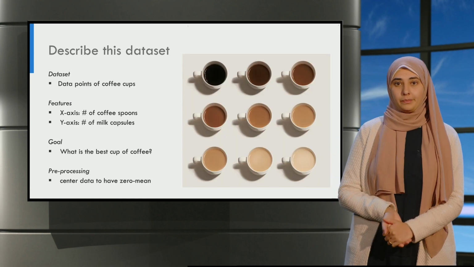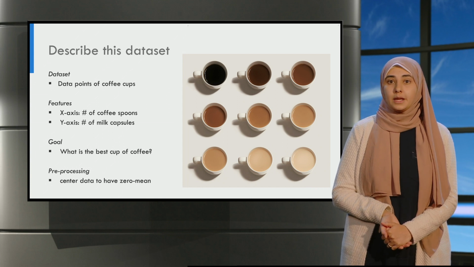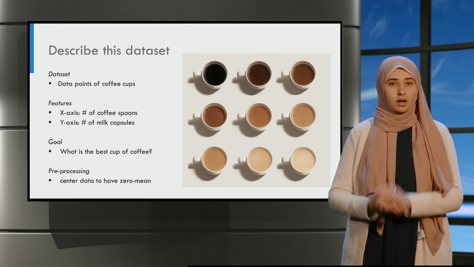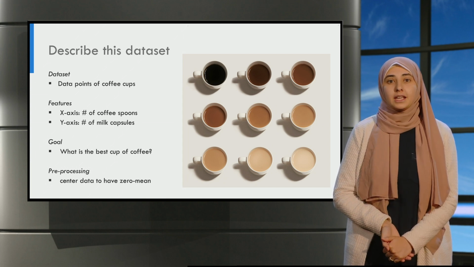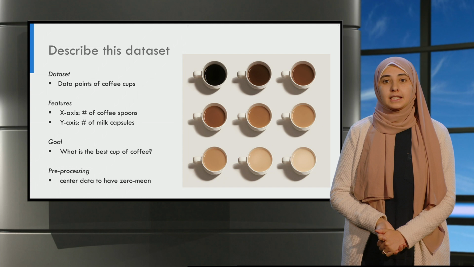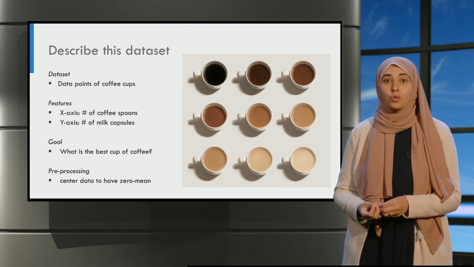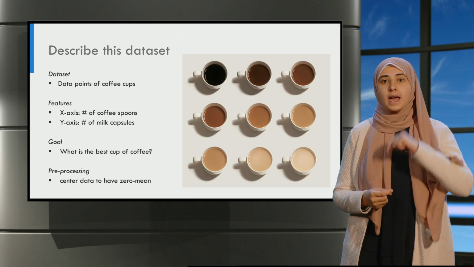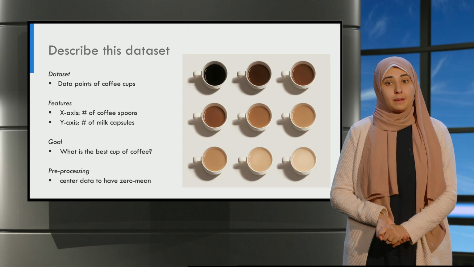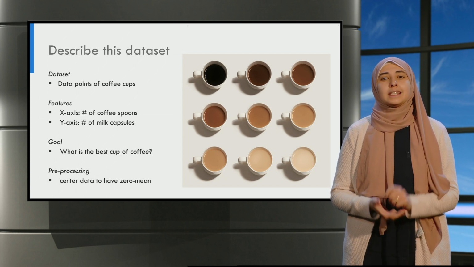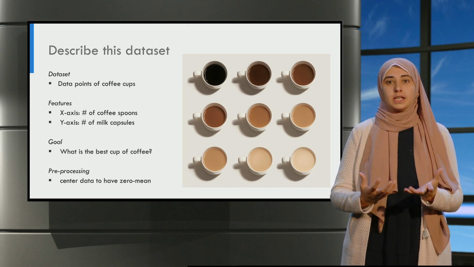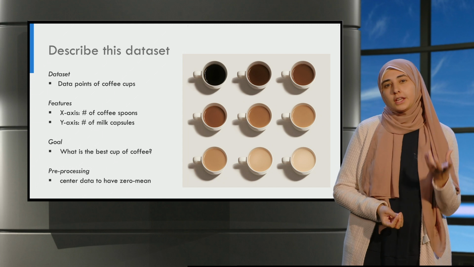Let's take this example. We are researchers in an R&D department of a coffee company. We want to know what is the best recipe for a cup of coffee. Our dataset is only measuring two features for each cup of coffee studied. On the x-axis, we have the number of coffee spoons per cup. On the y-axis, we have the number of milk capsules used. One pre-processing step is done on the data points, which is centering the data around the origin. In other words, making the data zero mean. This makes our calculation easier to perform.